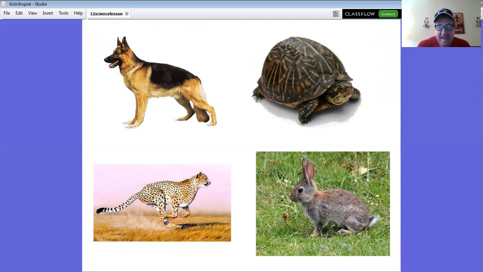And then the fastest land animal on Earth is also pictured here. And that would be the cheetah or jaguar. This one is a cheetah, the fastest land animal on Earth.